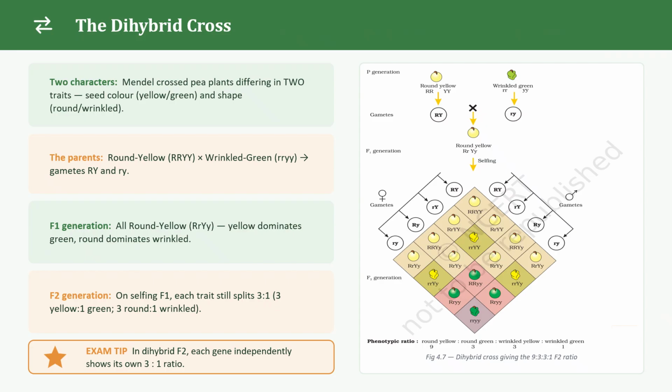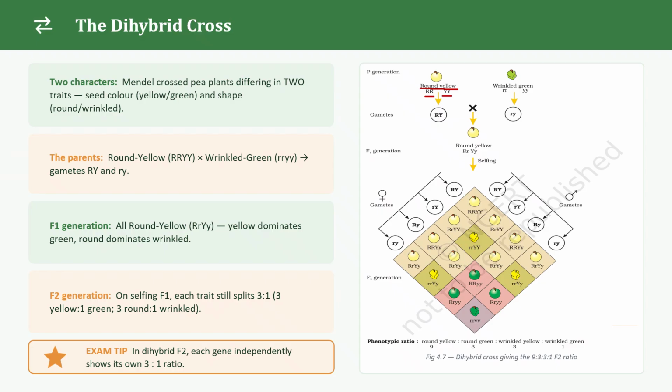Yes, let's start with the topic dihybrid cross. So what are the parents used here? Mendel selected two true breeding pea plants. Parent one was round and yellow seeds. Can you see here? Round and yellow seeds. And then the genotype. What is the genotype? You can see capital RR and capital YY.